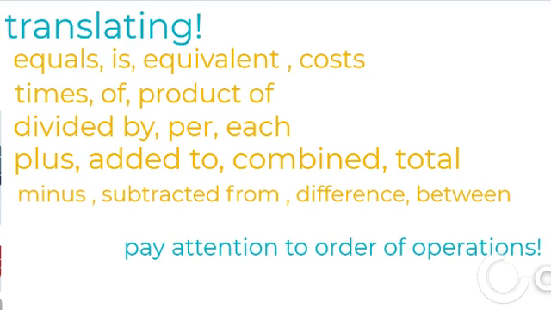So if we look at some of the terminology here, we know that equals, is, equivalent, or costs will always refer to equals. Times, of, or product of always refers to multiplication. Divided by, per, or each refers to division. Plus, added to, combined, or total refers to addition. And minus, subtracted from, difference, or between refers to subtraction.